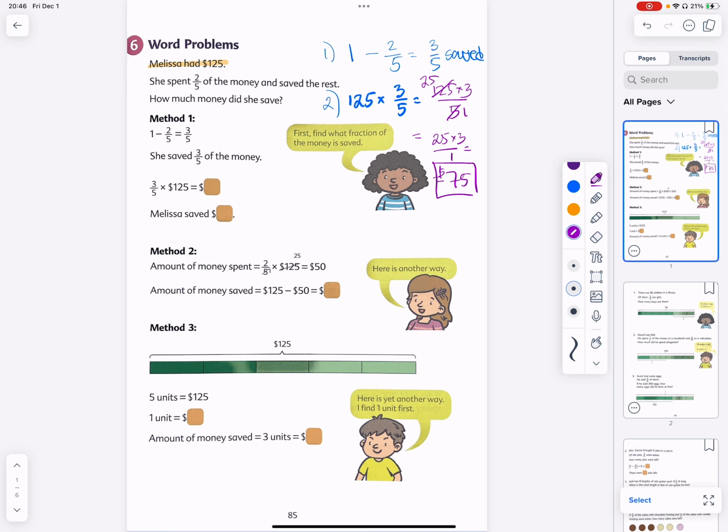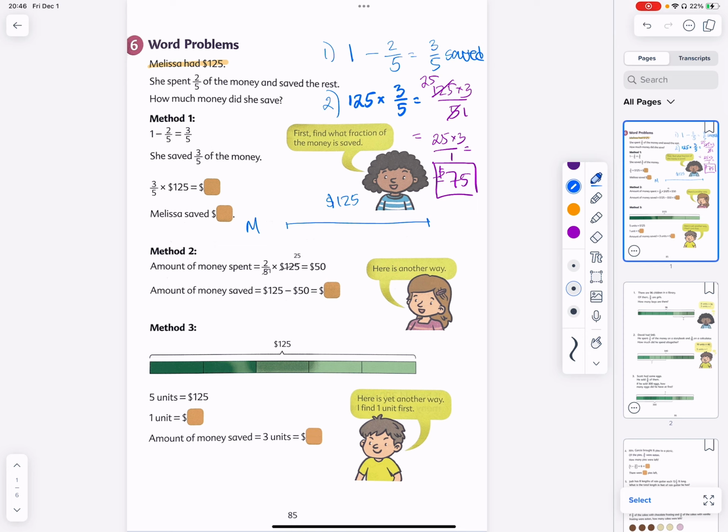She saved $75. Now, one more way to look at it is always with a bar model. I love bar models. I can make my own bar model. This is method 3. If you want to make a bar model, we would start by making a simple line with a start and end. It's Melissa, and she has $125, right? And then what happens to her money?